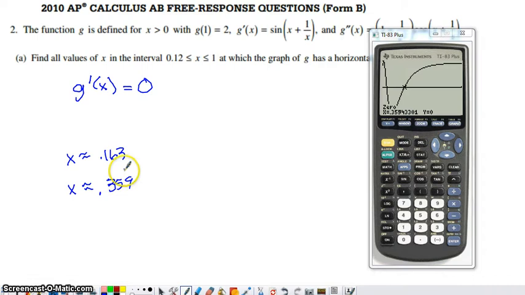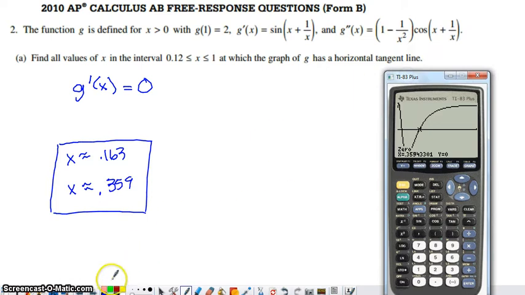So I found both zeros on the calculator, and as always on a calculator for your response question, what you want to be in the habit of doing for the AP Calculus exam is either rounding or truncating your answers to the 3 digits beyond the decimal, and we would get these two x's as places where the slope of g is 0, and hence g has a horizontal tangent as the question asked.